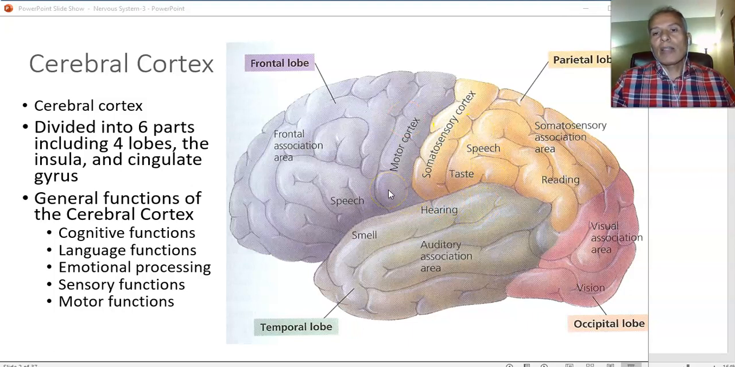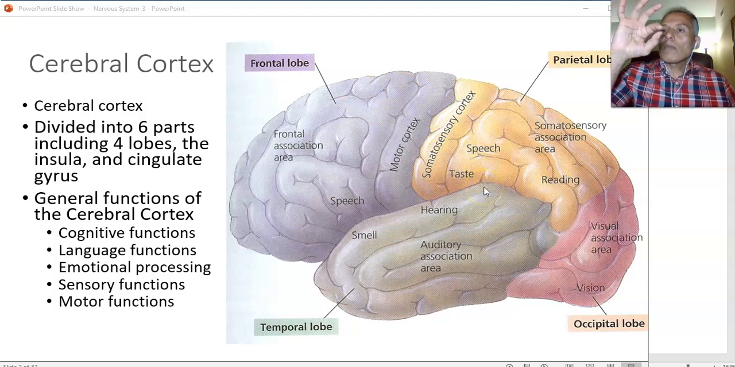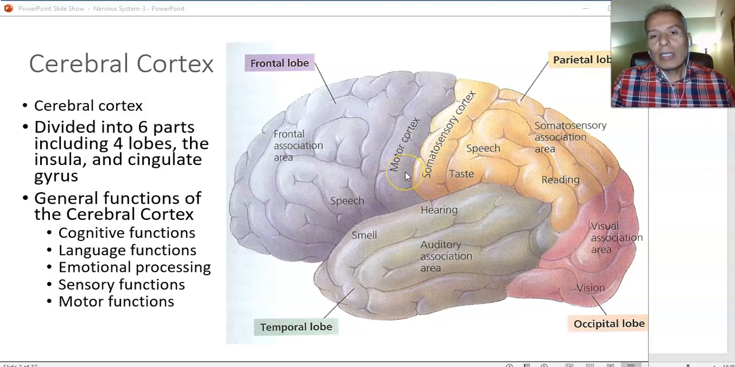And I mentioned that the very top layer of the cerebrum that you are looking at here is 4 millimeters thick. That is the cortex of the cerebrum, the cover. We call it also the gray matter, and beneath it there's the white matter.